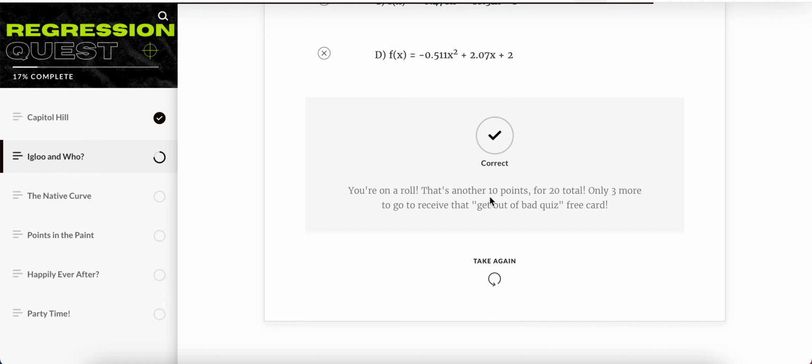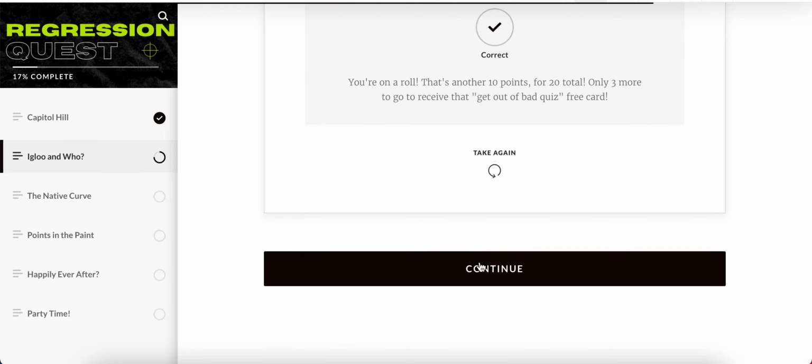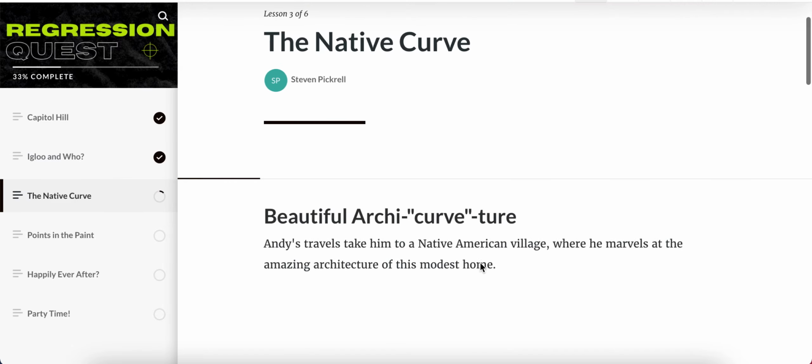So he receives 10 more points to his total for 20 total points, 3 more to go to get out of that bad quiz free card. And we continue on. The native curve.